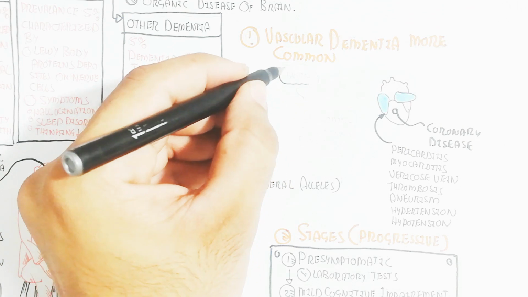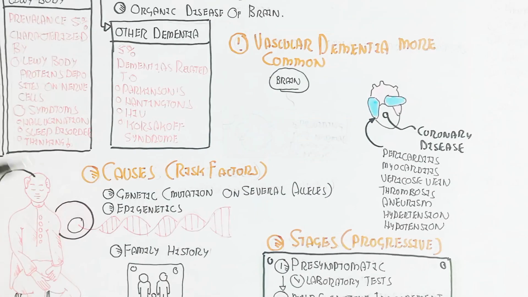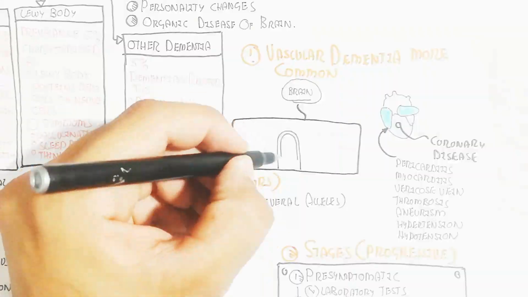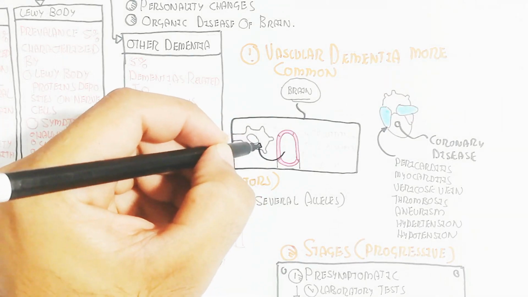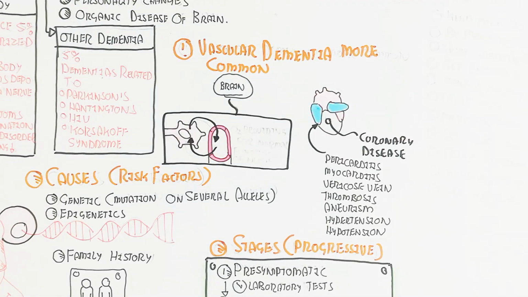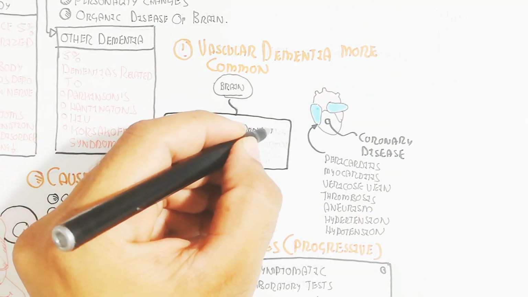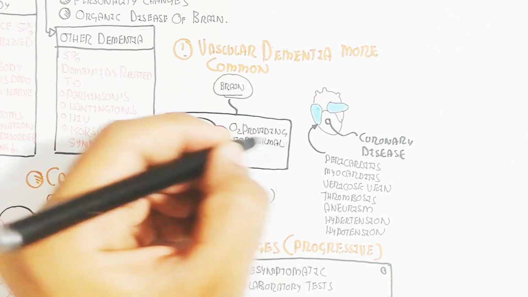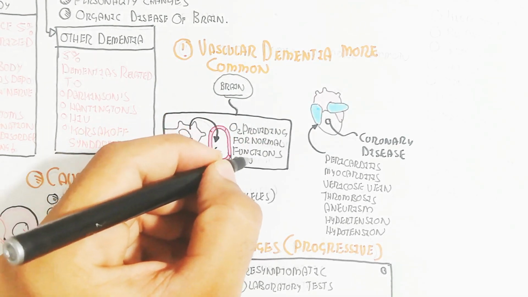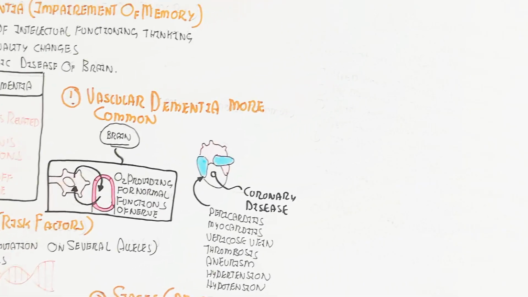These are the major causes. And here is the brain, which depends on the blood vessels for its oxygen supply. So less oxygen, hypoxia, will lead to neurodegeneration because of apoptosis of the cells, as oxygen is needed for the normal function of nerves.